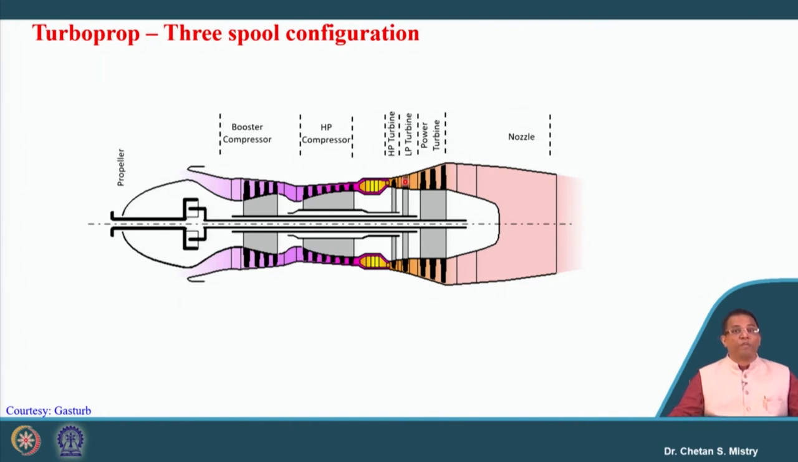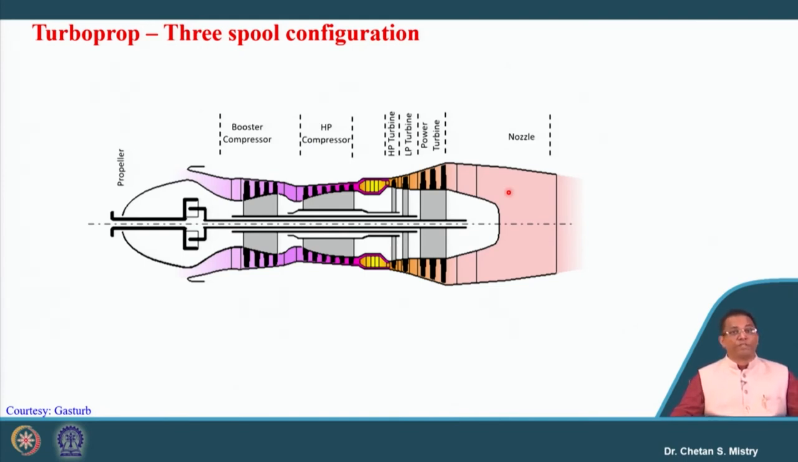If you recall, we discussed this point when we discussed the three-spool configuration for the turbofan engine. So here this LP turbine is used to rotate the booster compressor, or the LP compressor. And we have the power turbine, which is connected with the propeller using the gearbox. And we will have the nozzle, which will also contribute to the thrust.